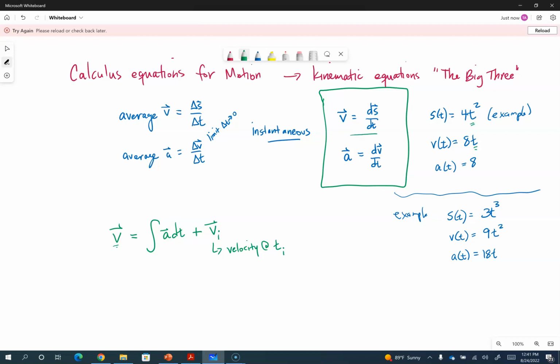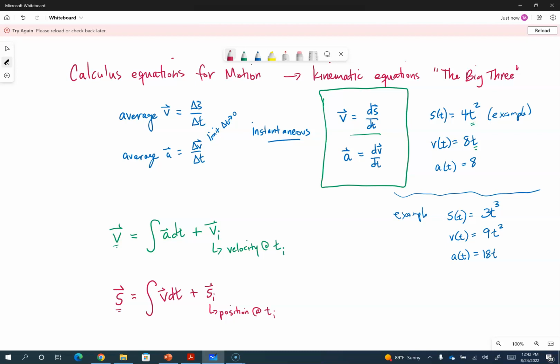Similarly, since velocity is the derivative of the position with respect to time, if we have an equation for velocity, we should be able to integrate to get to position. The position of an object can be found from the velocity function by integrating that velocity with respect to time. And there will be a constant of integration, and that constant of integration represents the initial value of the position in this case. So this is the position at time initial.